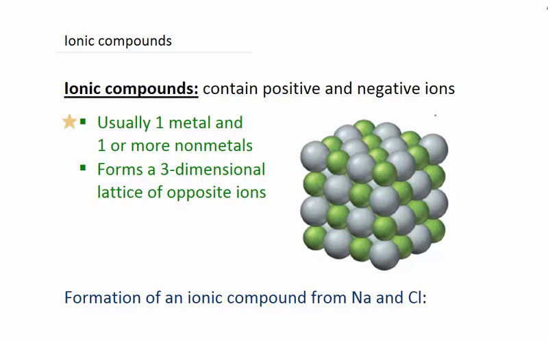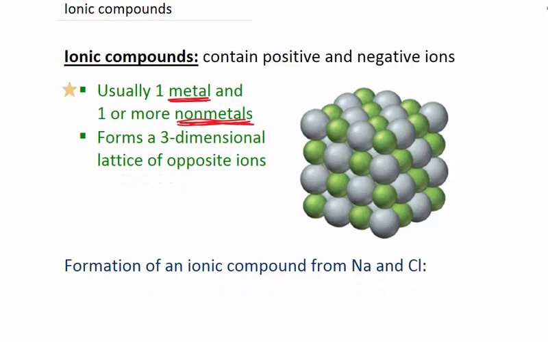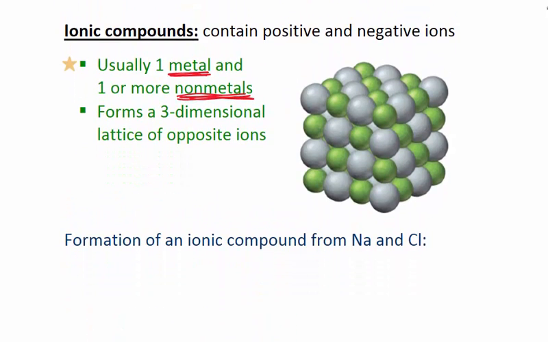We've got positive and negative ions. Usually it's a metal and a nonmetal. In fact, if it's a compound with just two elements, for it to be ionic, we'll have a metal and a nonmetal. They've formed positive and negative ions. So we'll show that structure to you in just a second.